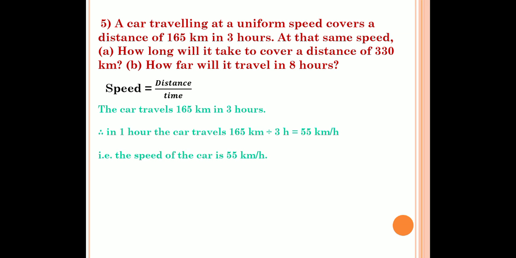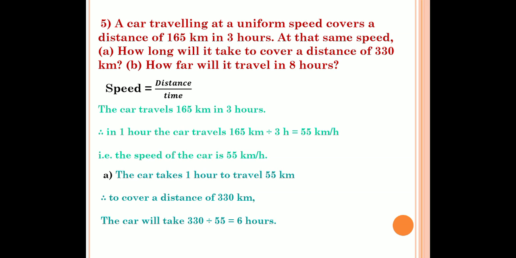Now, the car travels 165 kilometers in 3 hours. This is given to us. So therefore, in 3 hours they have given, so we have to find out about 1. So in 1 hour, the car travels 165 kilometers divided by 3. That gives us 55 kilometers per hour. So that is the speed of the car is 55 kilometers per hour. So we have found out the speed of the car.